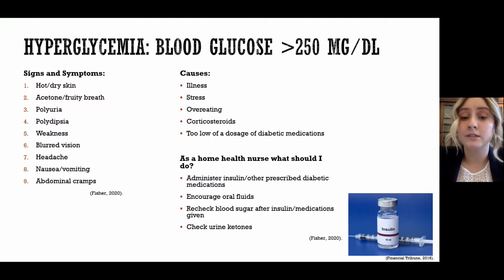Again, remember, diabetic ketoacidosis can happen here. So that's why we're going to be looking at our urine ketones, because ketones in the urine signify an acidotic state. So it's important to note if there are ketones in the urine. And if there are ketones in the urine, you should notify the healthcare provider.